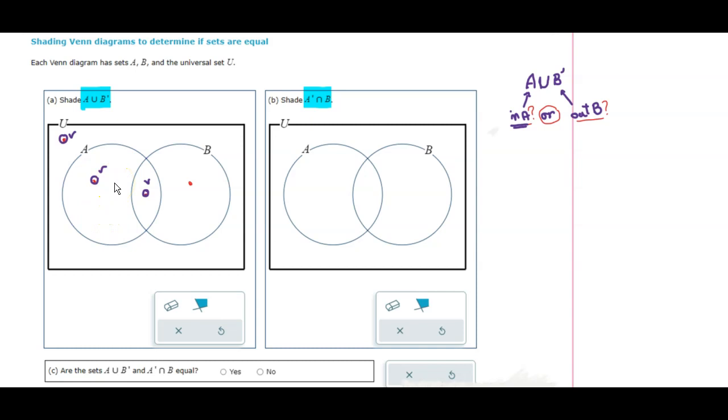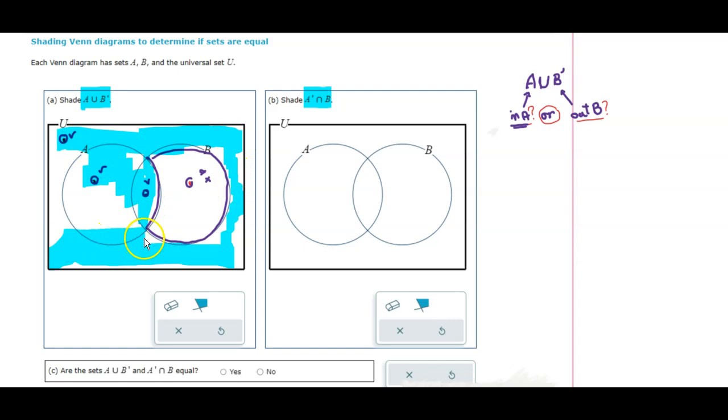Next I'm going to go to this part here, which is this crescent, and the question is am I in A? The answer is no. And the second question, am I outside the B? The answer is no as well. So you're not taking this. You're shading everything except this area, because I am taking this area, this area, and this area, so I can shade everything except the crescent in B. Okay, so this is the first part.